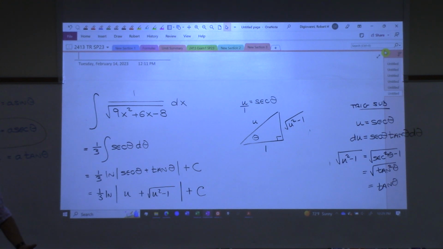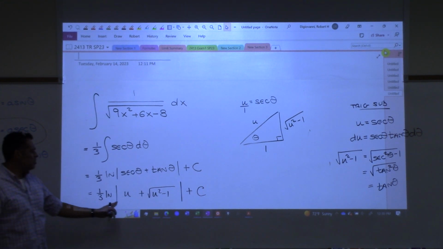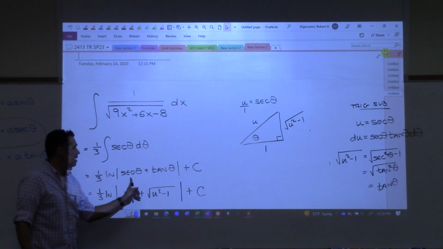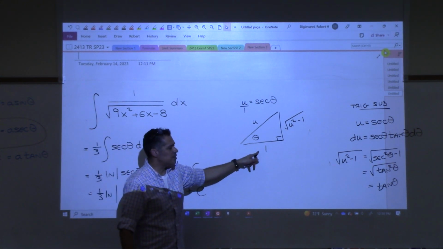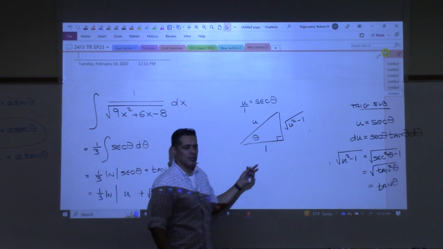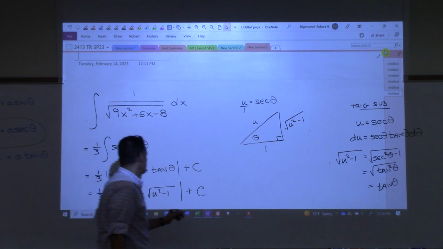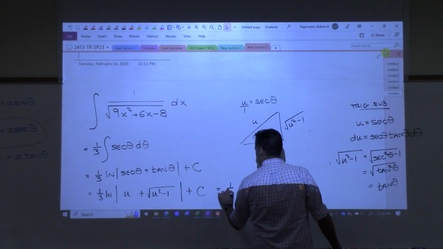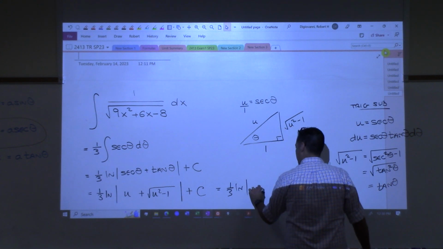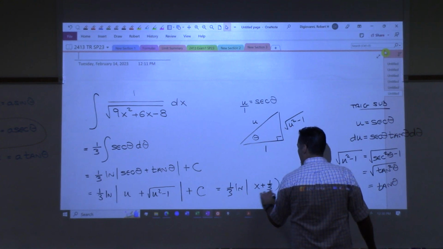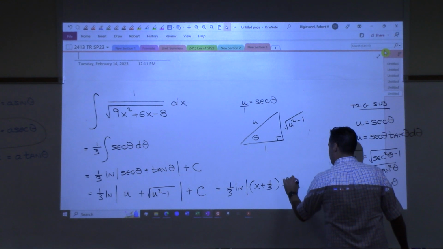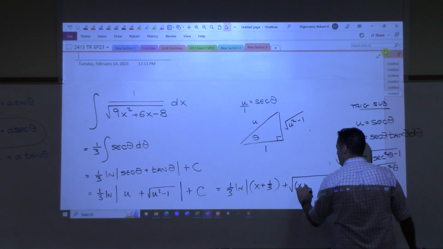We're not done because we've got to get back to x. So what was u? Does anyone have a question on these two? Secant is this over this, and then tangent is this over this. So I just slap them in there. I didn't put the ones on the bottom, but what was u? Go back. x plus 1/3. So I'm just going to replace all my x's with x plus 1/3, and I'm going to be done. I don't need that in parentheses, but I'm going to put it in parentheses anyway. Now here I do need it in parentheses.